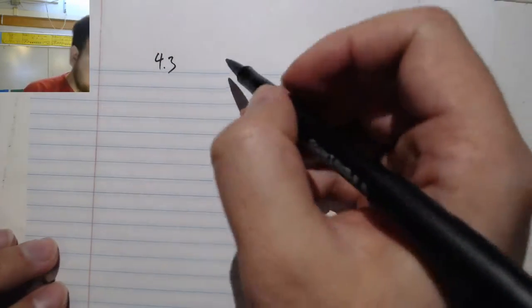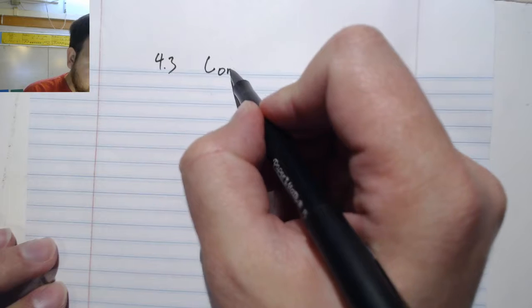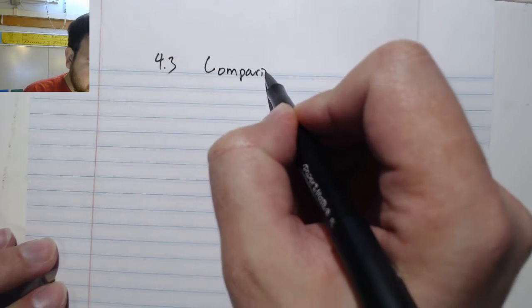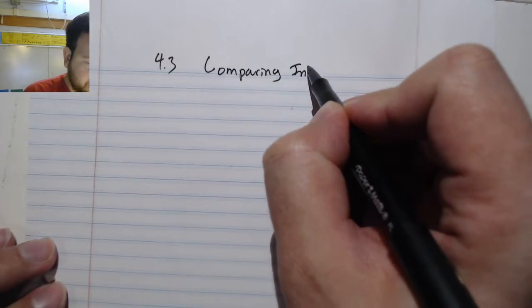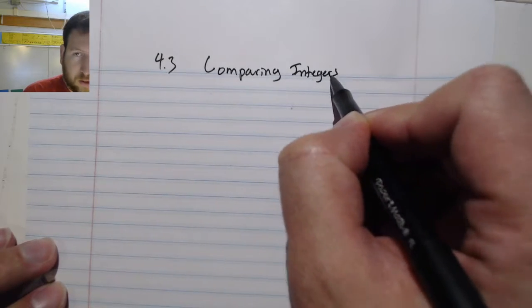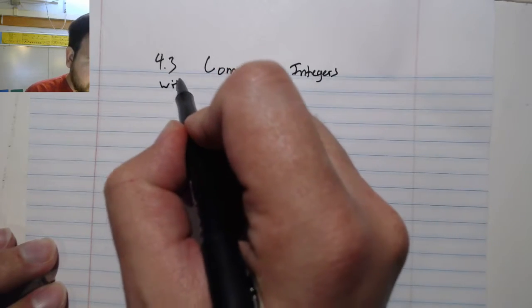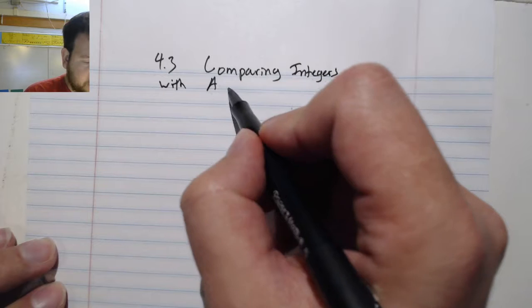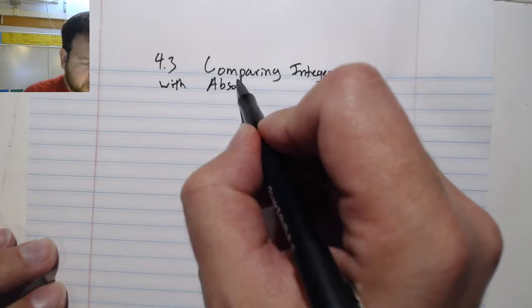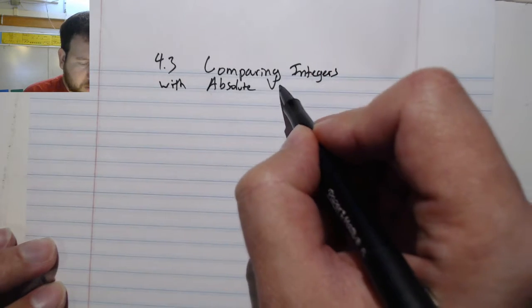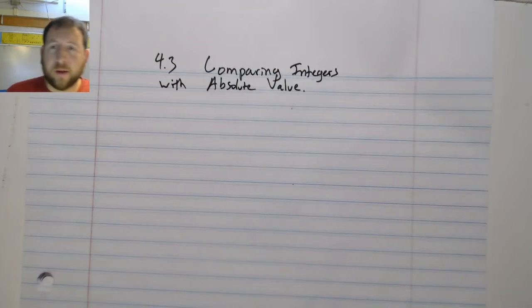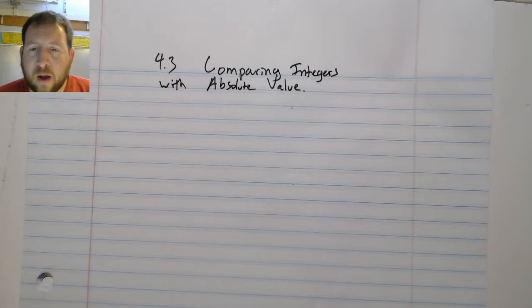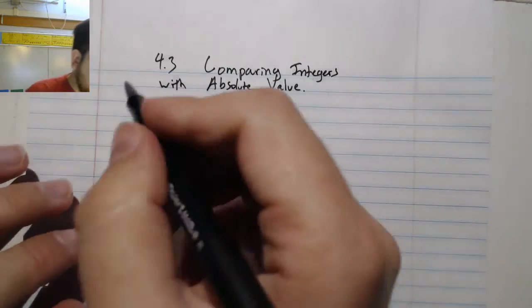All right, we are going to do another section, and we are going to be talking about section 4.3, and we are going to be comparing integers with absolute value. Excuse me.